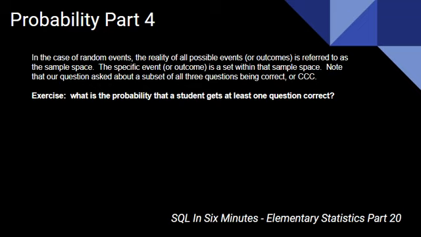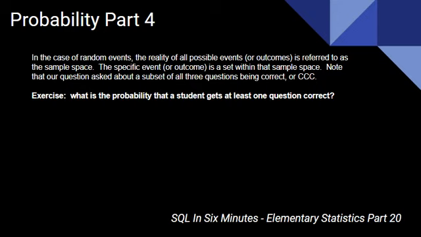Because the only scenario in which a student doesn't get 1 question correct is if all 3 of them are incorrect, right? So what is the probability that a student gets the first question incorrect? That would be 1 out of 2. What's the probability that the student gets the second one incorrect? That would be 1 out of 2. What is the probability that the student gets the third one incorrect? That would be 1 out of 2.